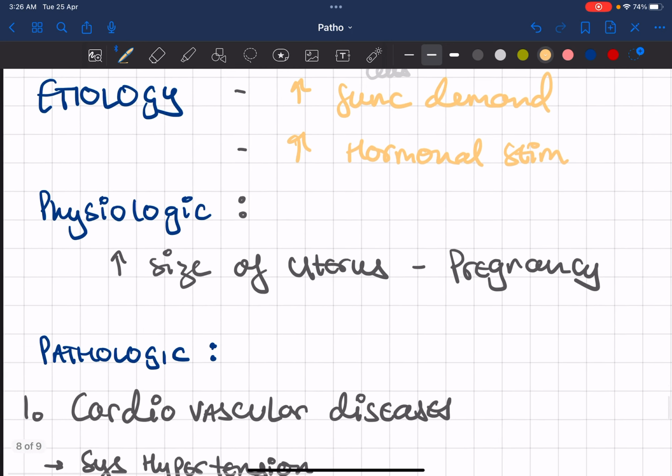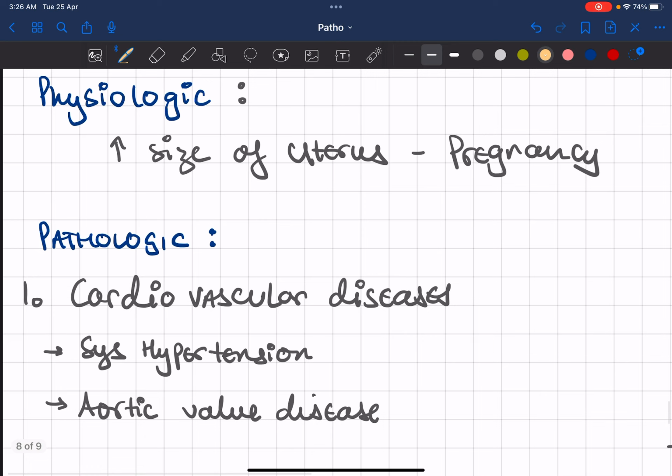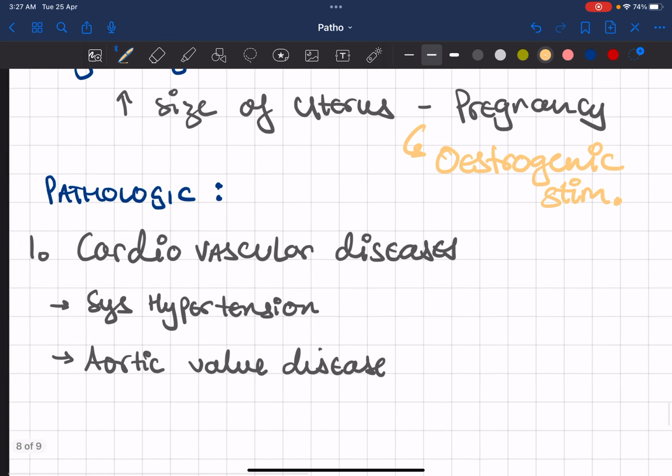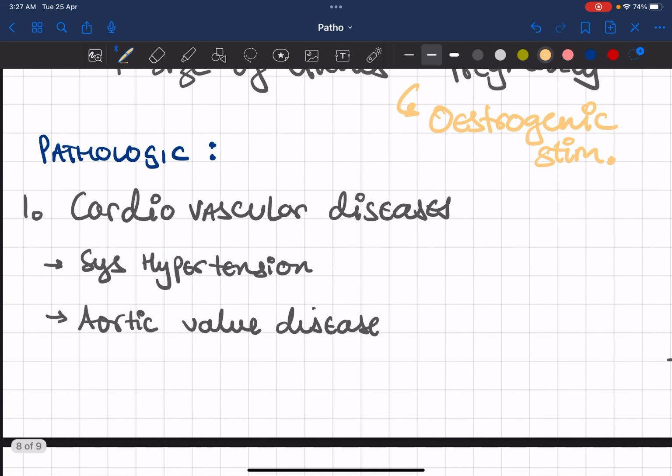Now again, the causes would be of two types, physiologic and pathologic. An example of physiologic hypertrophy is the increase in size of the uterus during pregnancy, as pregnancy is a healthy process. But if it is a natural process, how does hypertrophy occur? What is the cause of hypertrophy during pregnancy? It is due to estrogenic stimulation. And in pathologic causes, there are four different types of how it can be hypertrophied.